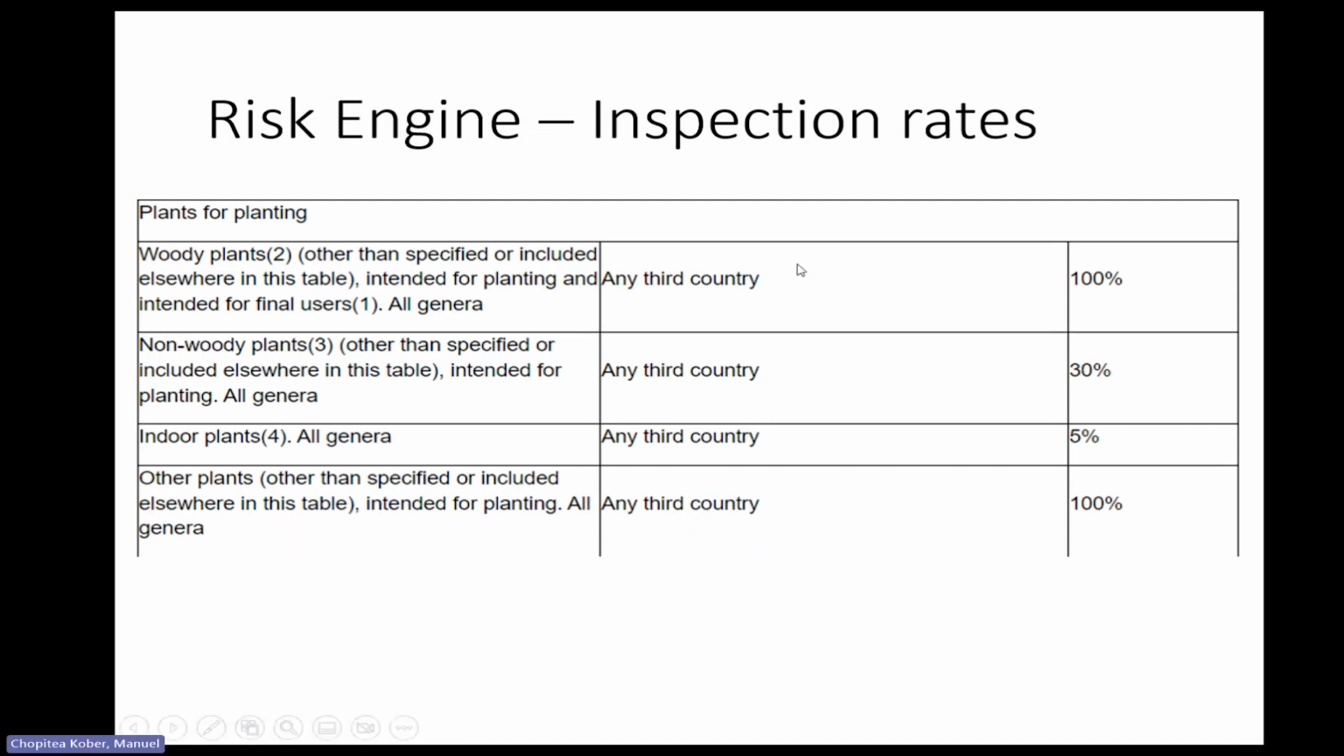Yeah, so that means in the background, it has been assessed that woody plants, for example trees, have a higher risk compared with non-woody plants or some shrubs or indoor plants. So the risk engine will do that automatically and select, for every 100 applications, only 30% or 5% for inspection.